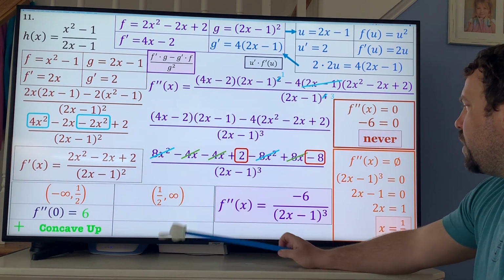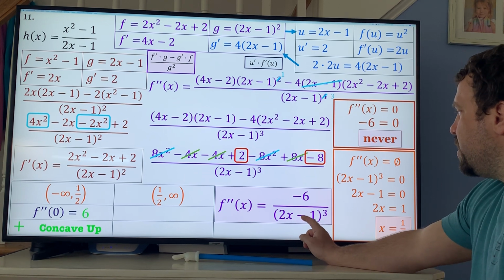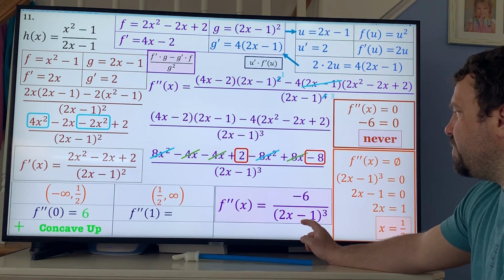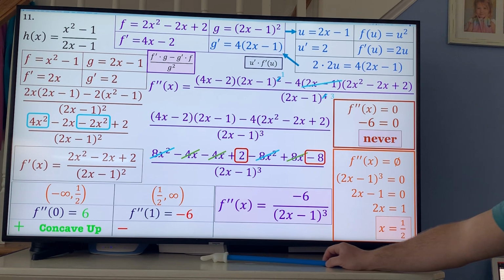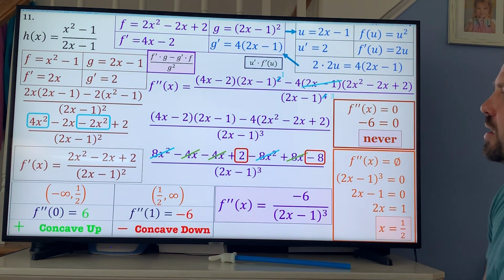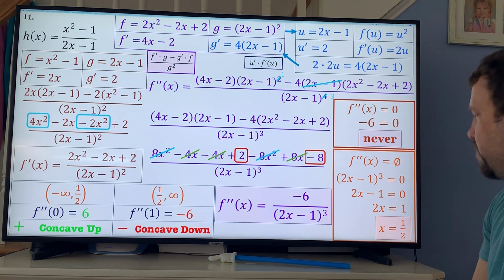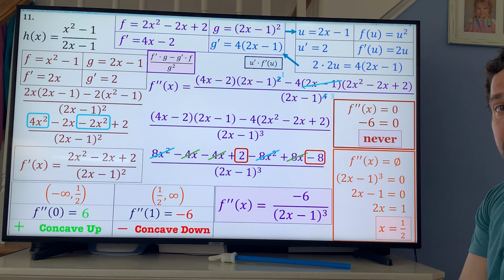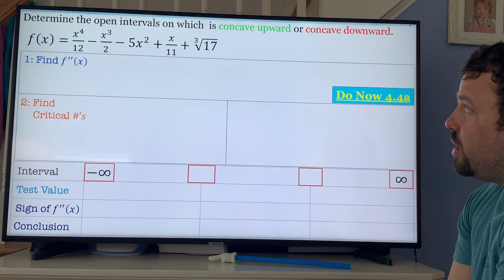Now let me pick a number like 1. 2 minus 1 is 1. Negative 6 over 1 is negative 6. Negative number, so it's concave down. All right? Once again, deriving is the annoying hard part. Got it? Let's move on to problem number 12.